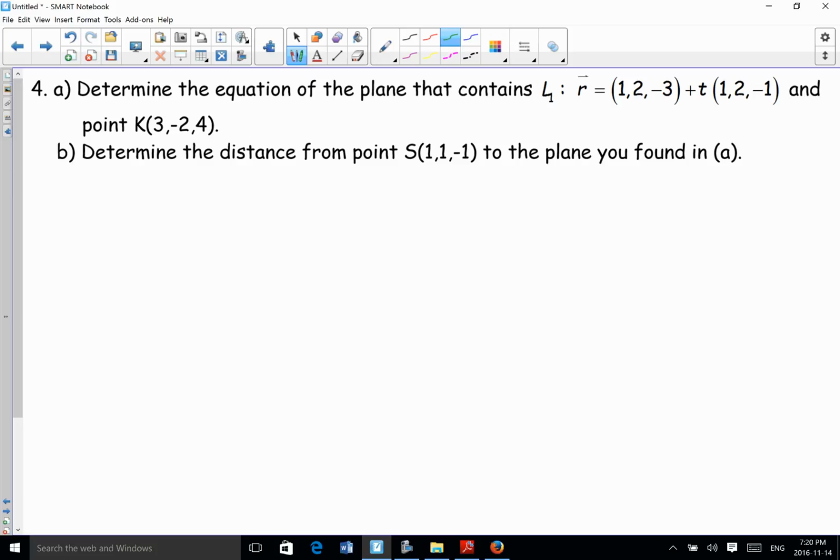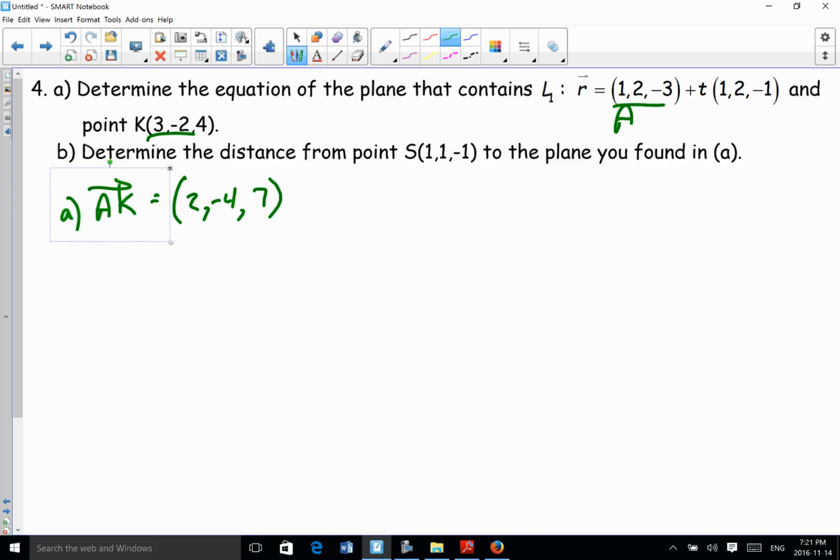In 4, we're asked to determine the equation of a plane that contains a line and the point. So, equation of a plane needs 2 directions and a point. Good news is we got 1 point and a second point, so we can find ourselves a second direction. We'll call that direction AK. So, vector subtraction, think of this as point A, okay? 3 minus 1 is 2, negative 2 minus 2 is negative 4, and 4 minus negative 3 is 7.